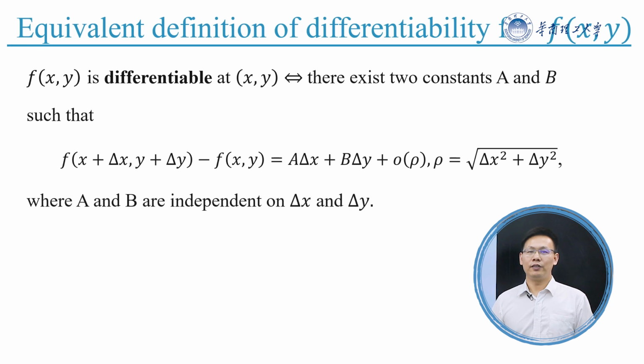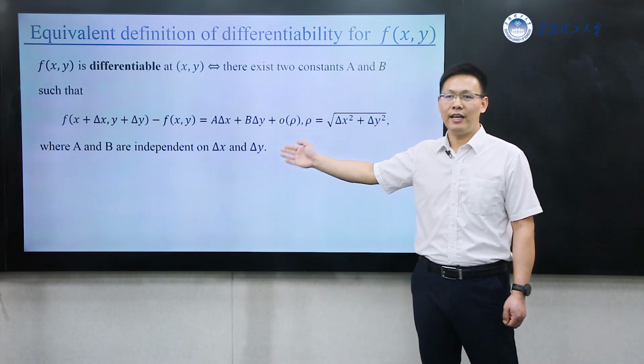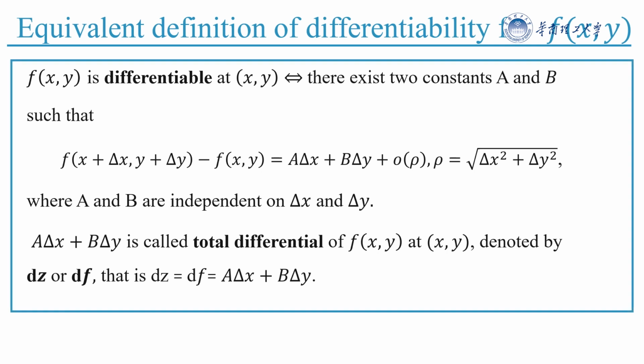According to the definition of differentiability of a bivariate function, we have the following equivalent definition. f(x,y) is differentiable at (x,y) if and only if there exist two constants a and b, such that the total increment of f(x,y) can be expressed in the following form, where a and b are independent of delta x and delta y, and a delta x plus b delta y is called the total differential of f(x,y) at the point (x,y), denoted by dz or df.